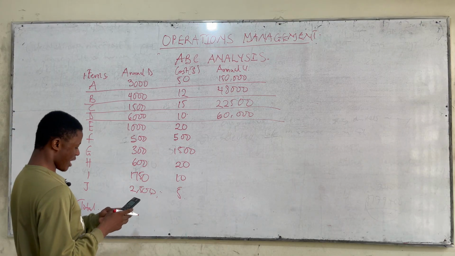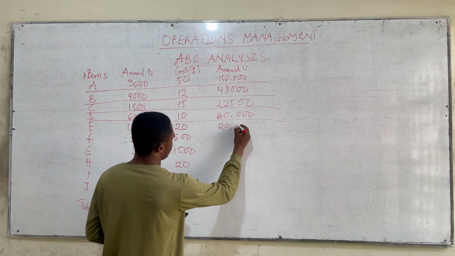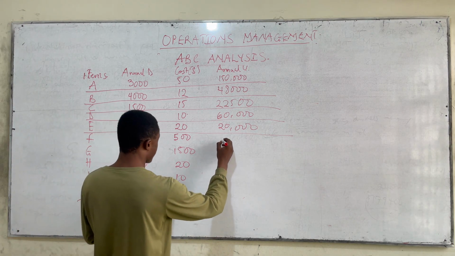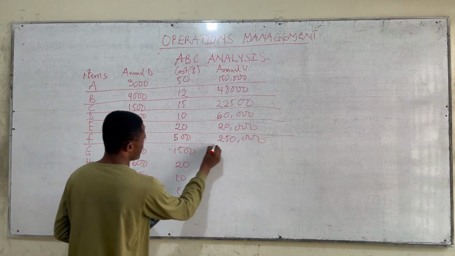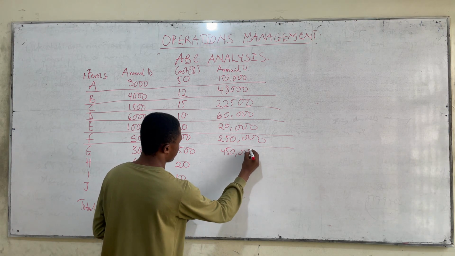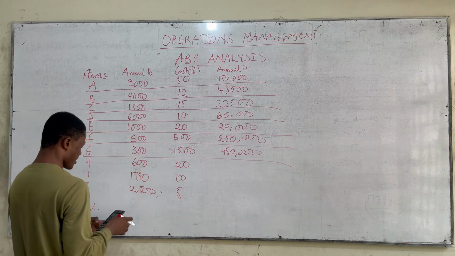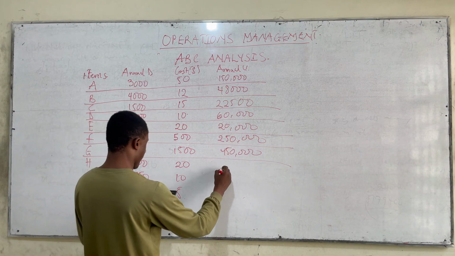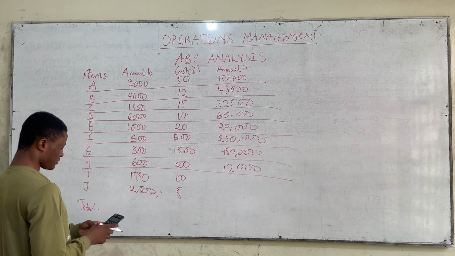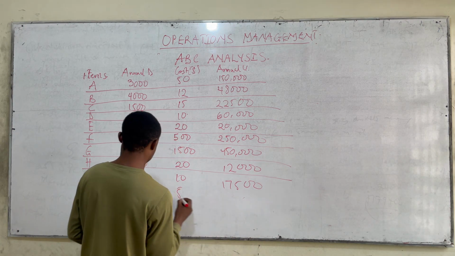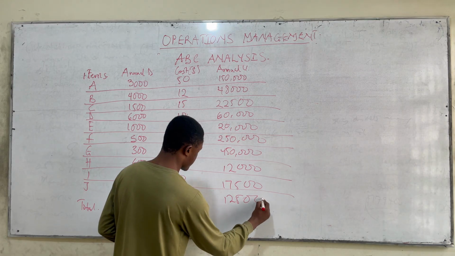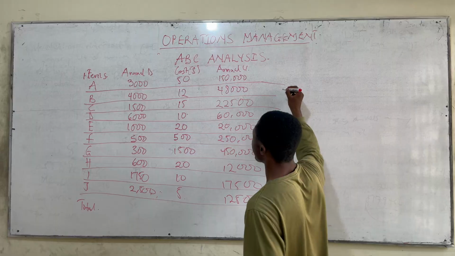Great. And then you're having 1,000 by 20, and you are getting 20,000. Great. So 500 by 500, we are getting 250,000. And then 300 by 1,500, you are getting 450,000. And also 600 by 20, you are getting 12,000. And also 10 by 1,750, you are going to get 17,500. Great. And then our last one, 2,500 times 5, you are going to get 12,500.